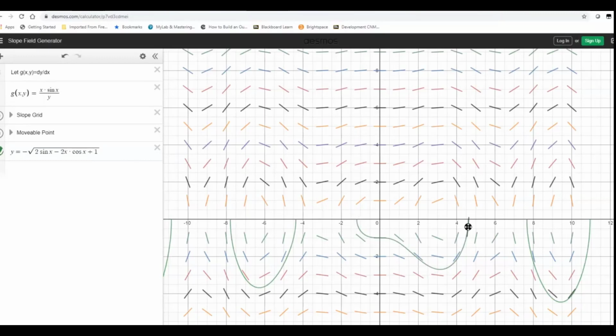And so any initial condition would produce a different looking curve because it would have to pass through a different point, right? So this particular one that passes through the point (0, -1) looks like this. So the point being, again, is that you can glean a lot about what the solution is going to look like without solving the differential equation.